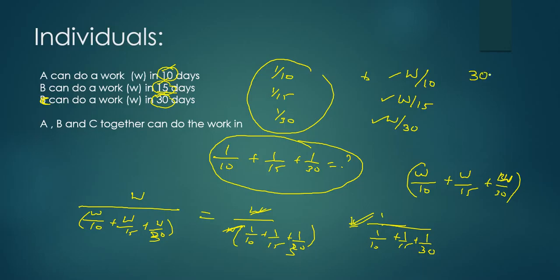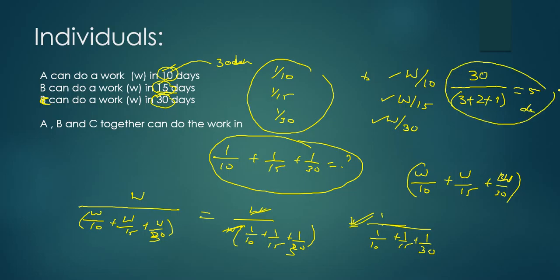See here, assume the total work as 30 units. In 10 days A can complete the total work, 30 units. Per day A will do how many units? 3 units. Similarly, in 15 days B is doing 30 units. Per day B will do how many units? 2 units. In 30 days, C is doing 30 units. So per day, C will do how many units? 1 unit. Simple. 30 by 6, which equals 5 days. In one go, you can solve this question. 5 days.